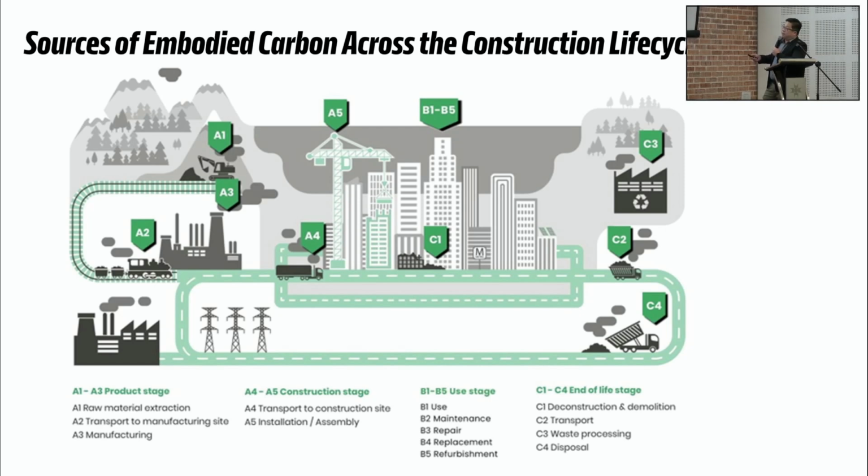Stage B is the use of it. The usage, maintenance, repair, replacement, refurbishment along the way, which takes up most of the lifetime of the product. And then after that, C1 to C4 is the end of life. Deconstruction, demolition, transport to disposal, waste processing, and finally disposal, whether you want to go for landfill, incineration, burn it off, and so on. So these are the 4 main categories in the life cycle. Okay? And we will go around these 4 categories heavily in the next few slides.